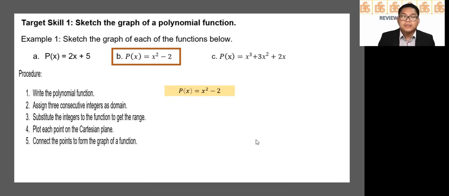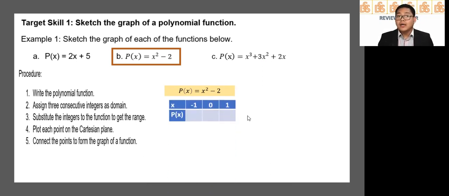But I have a specific reason why I'll be using negative 1, 0, and 1. I will explain to you later, okay? So using these 3 consecutive integers, I will replace x by negative 1, and I'll have negative 1 squared, which is 1, minus 2 is negative 1.